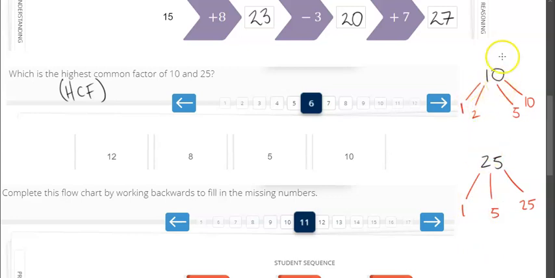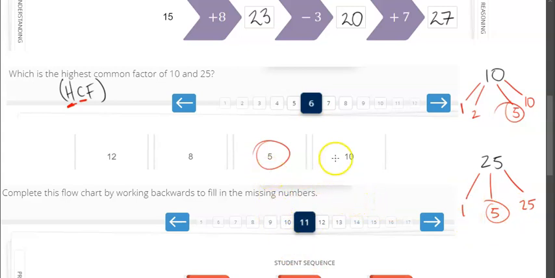Now that we found the factors for both of these numbers, what we're looking for is the factors that are in common, but more specifically, the highest out of those that are in common. So we know that there are numbers that are in common, specifically 1 and 5, but out of those two, the 5 is the highest common factor. So 5 will be the answer.